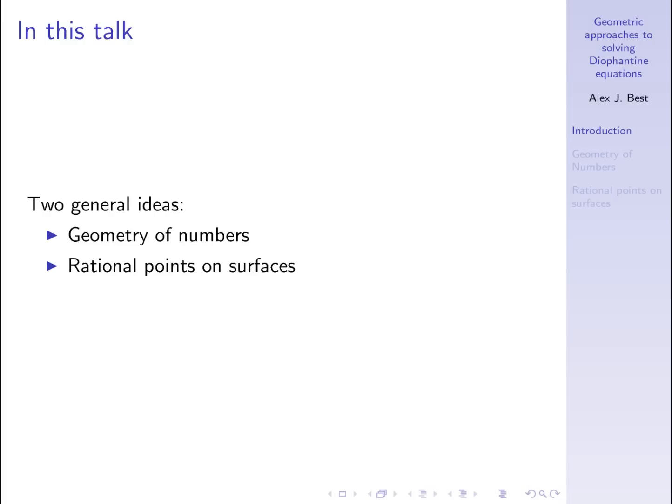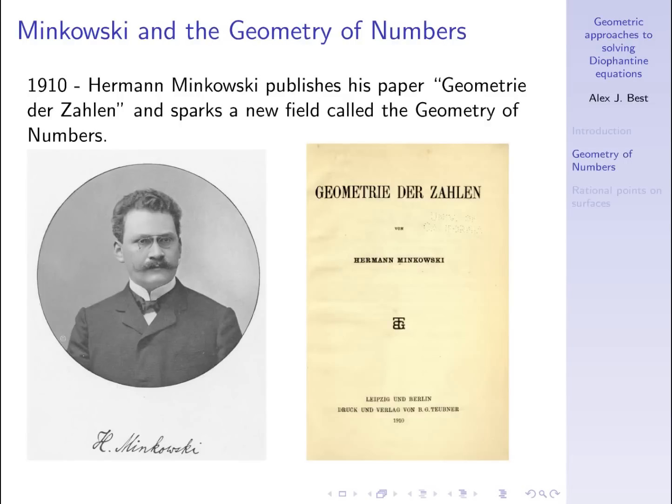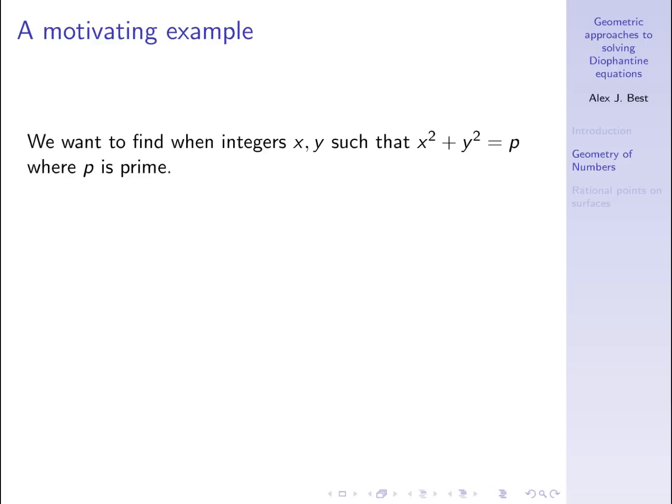So geometry of numbers, first of all. Hermann Minkowski, the charming chap on the left there, in 1910 published his book called Geometrie der Zahlen, which literally translates to Geometry of Numbers. In this he introduced a number of theorems, results, all sorts of new things. It's quite a long document, and he sparked this whole field. It was really just developed from this paper, and it's still an active area of research today, and we'll see in a second some of the uses of it.